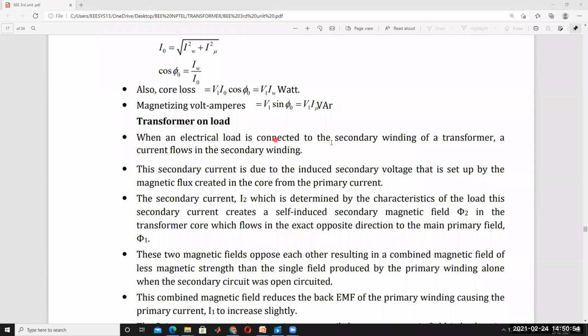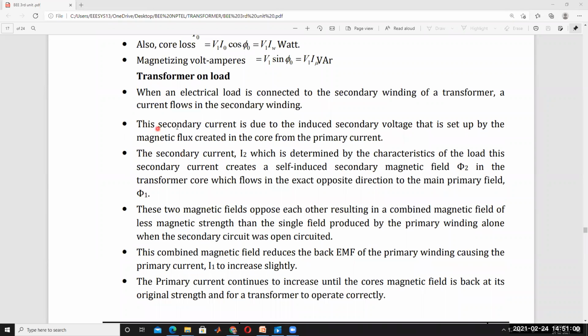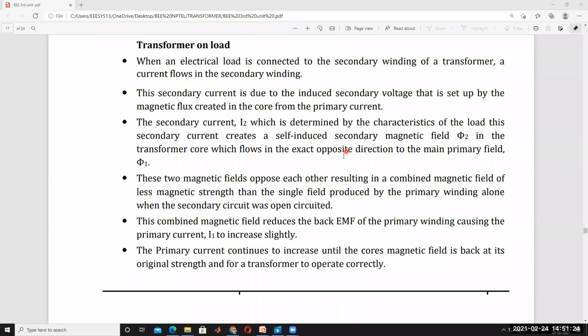When an electrical load is connected to the secondary winding of the transformer, a current flows in the secondary winding that is called current I2. This secondary current is due to the induced secondary voltage that is set up by the magnetic flux created in the transformer core from the primary current. Understood.